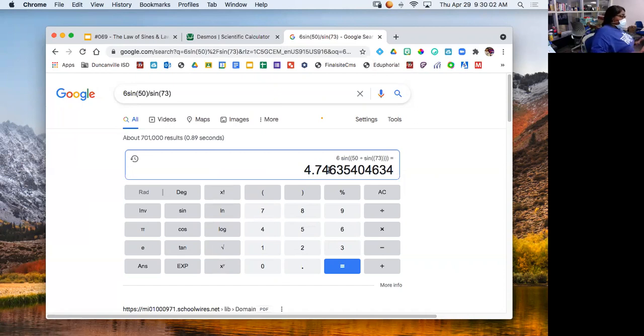Is this the right answer, right? Was it 6 sine of 50? Did I type it in right? Because wasn't it 4.8? Is this 6 sine of 50 divided by sine of 73? Did I put it in right? Okay. So now let's look again. 6 sine of 50 divided by the sine of 73.